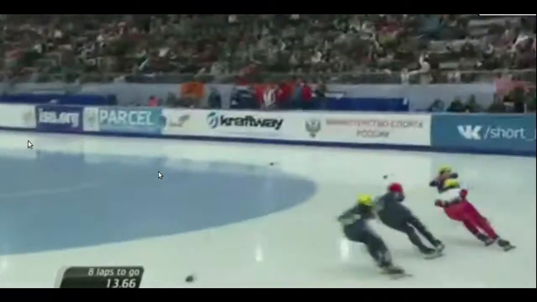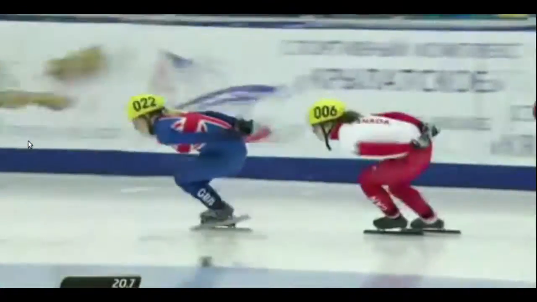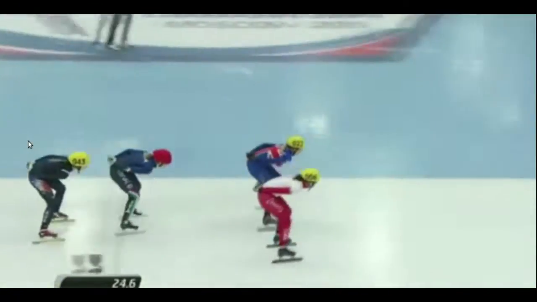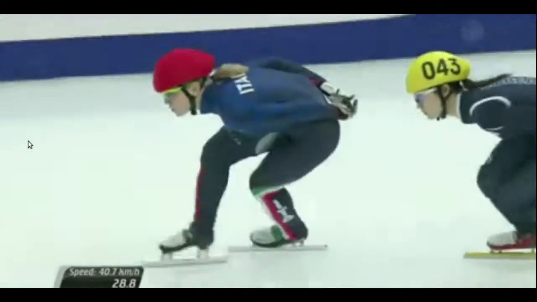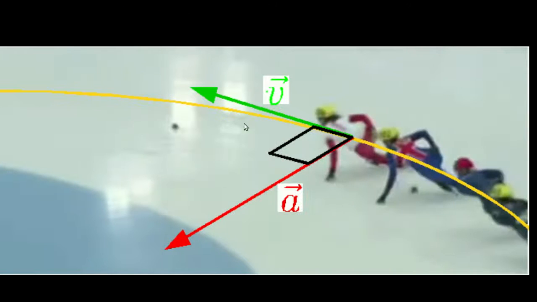So a good example from sports of uniform circular motion is short track speed skating. When they're going around the curves in short track speed skating, they really are going around something very close to a portion of a circle, and they're going at very nearly uniform speed. And so the acceleration should point straight into the middle of the circle, and the velocity is tangent to it. And because of the perspective, it doesn't look like those are perpendicular in this picture, but they are.